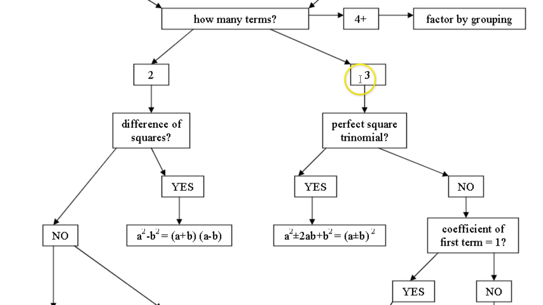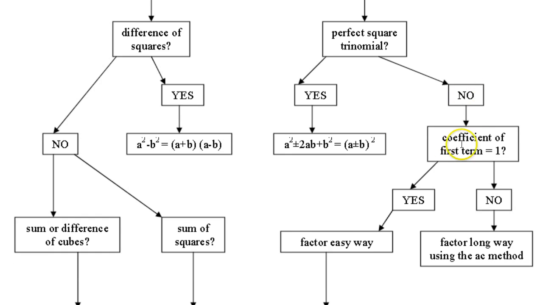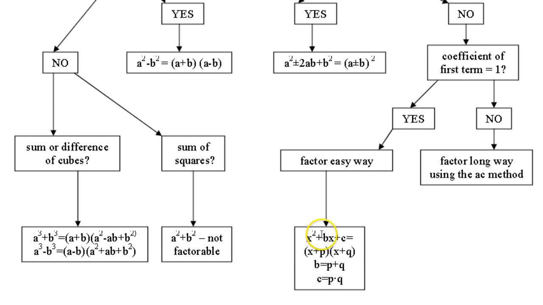Now back to 3 terms. Okay, now if it's 3 terms, it's going to be a perfect square trinomial. If it is, you can just easily go a squared plus or minus 2ab plus b squared. So if it's like x squared plus 4x plus 4, it's going to become x plus 4 squared. Okay, something simple like that. If it's not, you're going to look at the coefficients of the first terms. So if it is, you just factor the easy way.